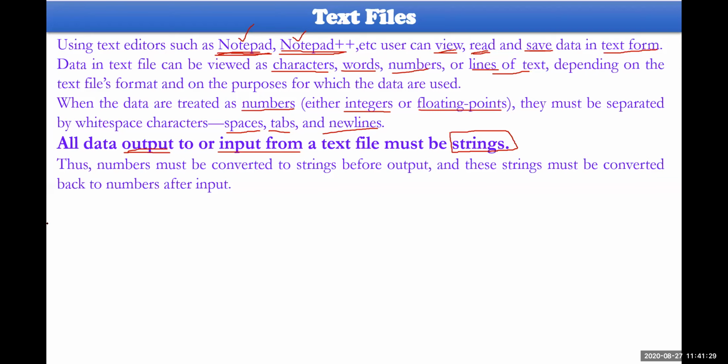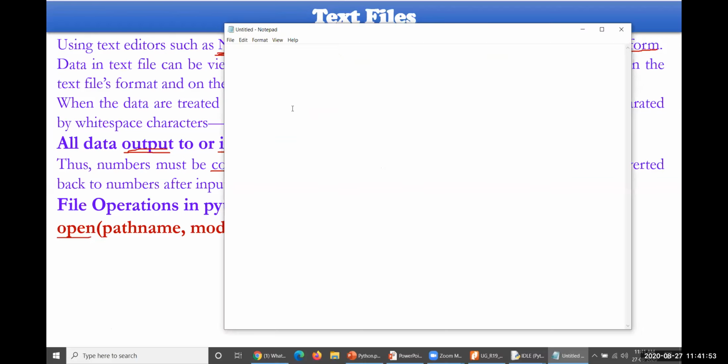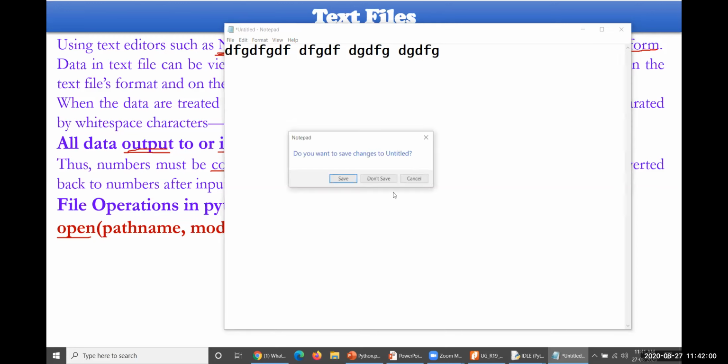So what are the different kinds of file operations available with Python? Number one, first and foremost, is open. You must open the file first. If you want to apply a text operation here, you just open your notepad first. Yes, I have opened it. So a file will be open for you. This is the file space which is being opened for you, and you can type something here, enter some kind of data here. So first of all, you need to open the file.